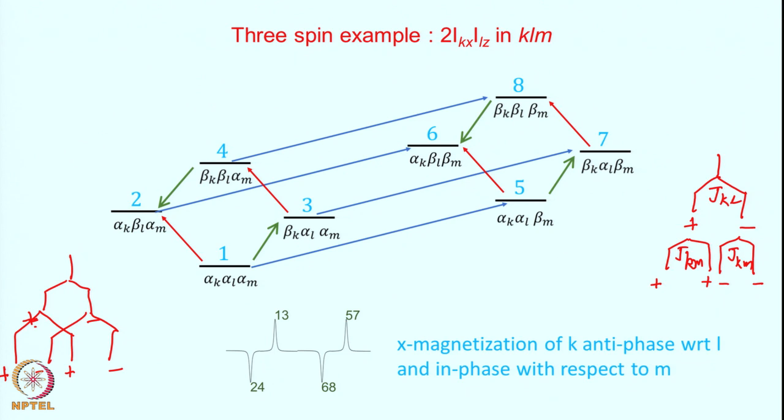If you were to take KyLz in a similar situation, you will get the same sort of pattern in both these cases, but they will have a dispersive line shape because of the Ky term. If I take a Ky term, it will have a dispersive line shape. So similarly, if I were to take LyMz or MyLz, accordingly one will have such kinds of patterns in the individual multiplets of the L and the M spins. So this is an illustration to show how the different transitions appear in your spectrum.